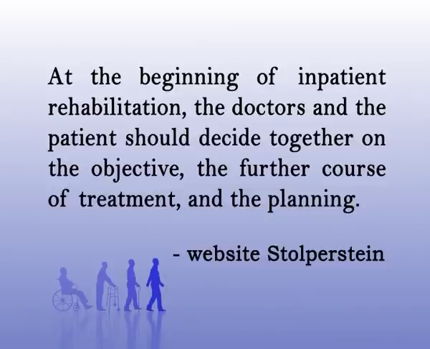mainstream of community life. The objectives are described by the website Stolperstein on Amputation Rehabilitation, which holds the view that at the beginning of inpatient rehabilitation, the doctor and the patient should decide together on the objective, the further course of treatment and the planning. For instance, elderly patients wish mostly to retain their independence, social integration and to stay in their own homes, while younger amputees find it important to carry on their familiar, private and working lives with as few limitations as possible.